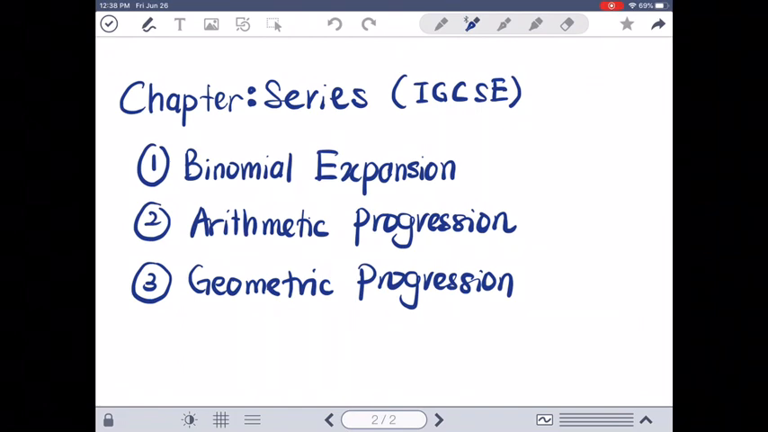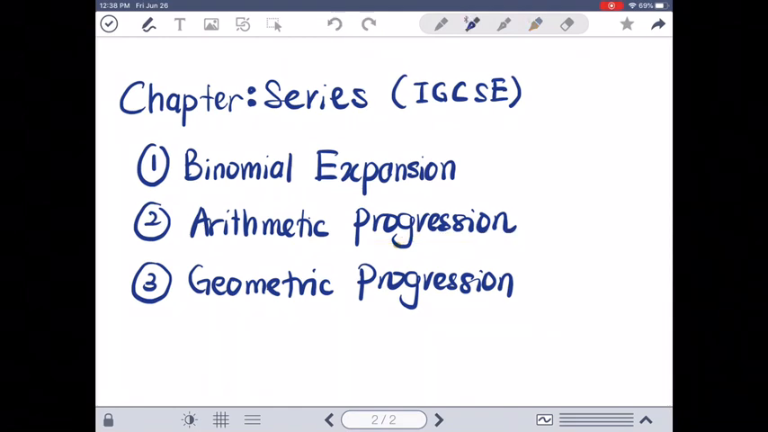Today we are going to have a look at the chapter series. In this chapter, there will be three main subtopics. The first one is the binomial expansion. Second one is the arithmetic progression. And the third one is the geometric progression.